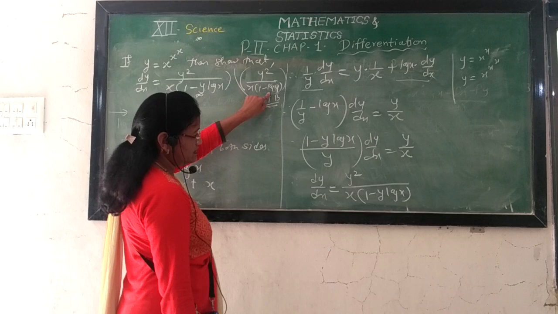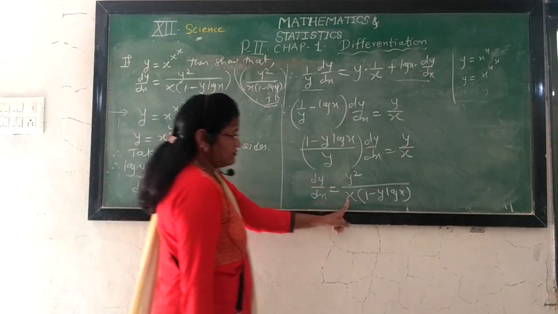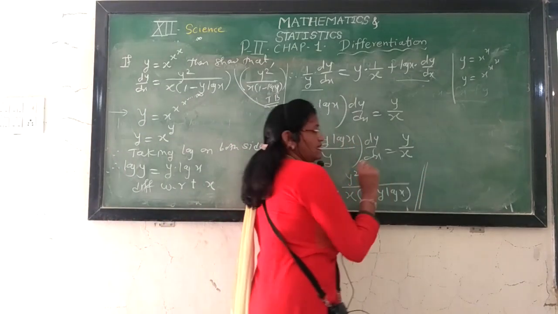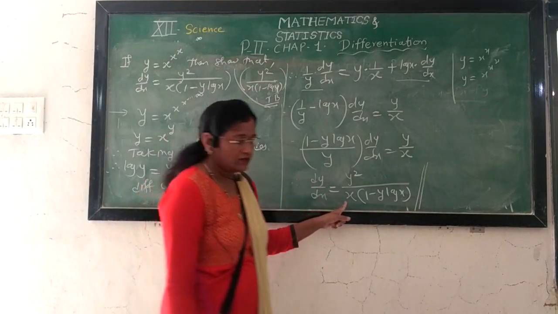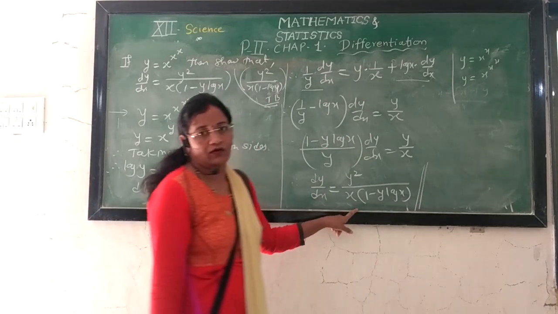Please do not make a mistake in this. So we can take that question, in which we find the value of dy by dx is equal to y square upon x into 1 minus y log x.